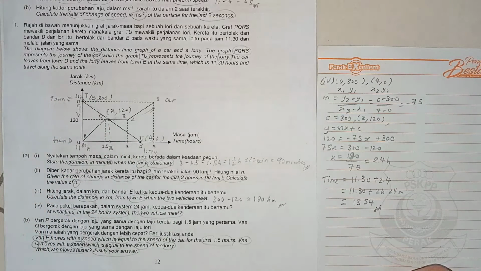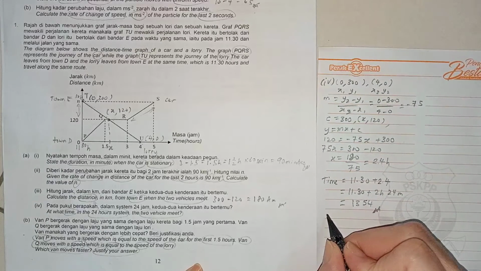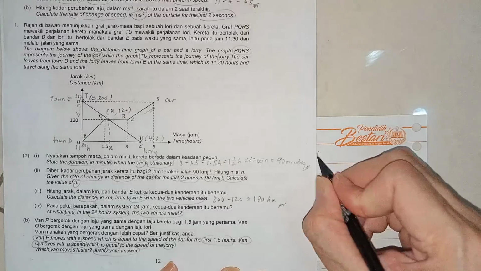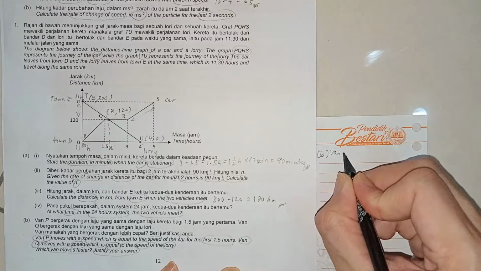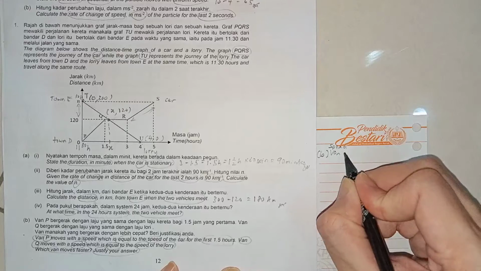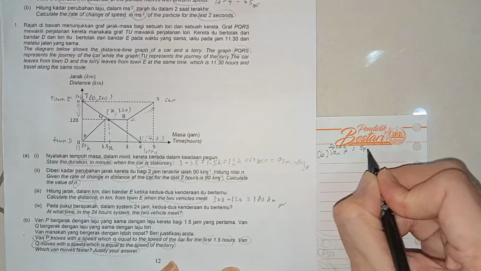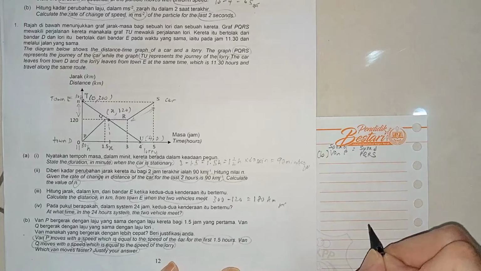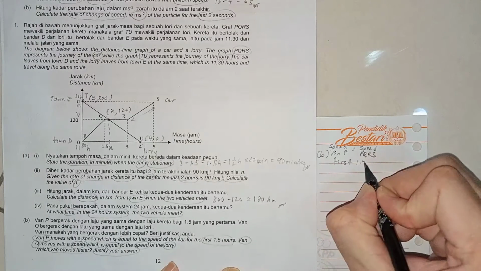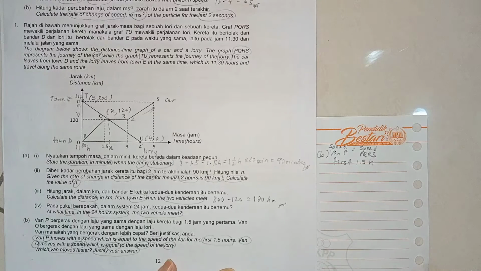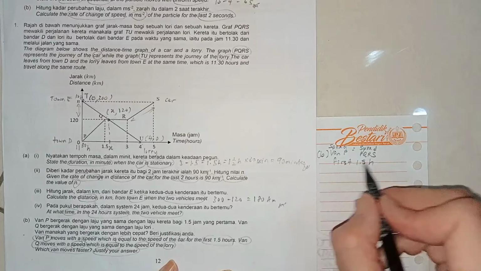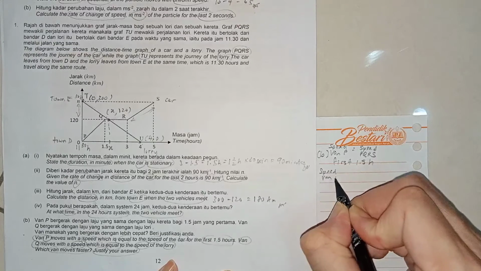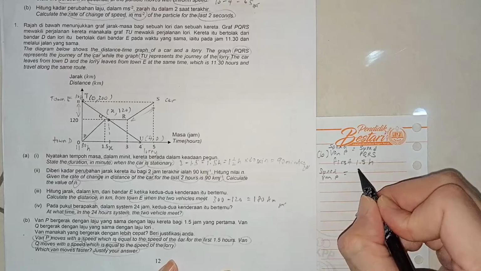Okay, so from here, this is B: when the speed of the van P equals the speed of the car, is PQRS, for the first 1.5 hours. Right now everything will be easier, it won't be misleading or forgot what you need to summarize. So the speed of van P equals speed equals distance over time.